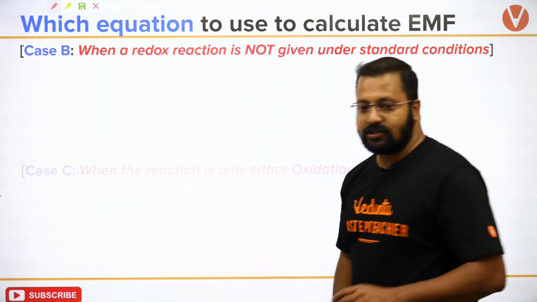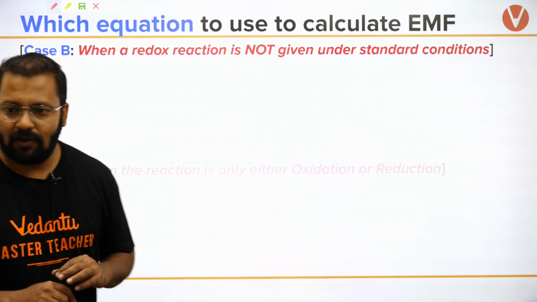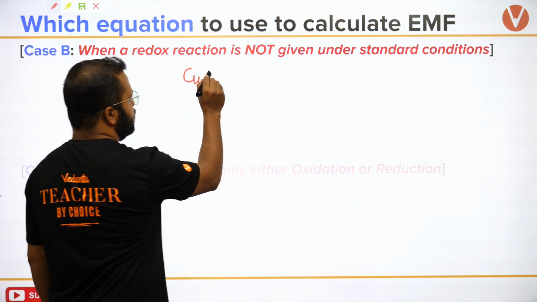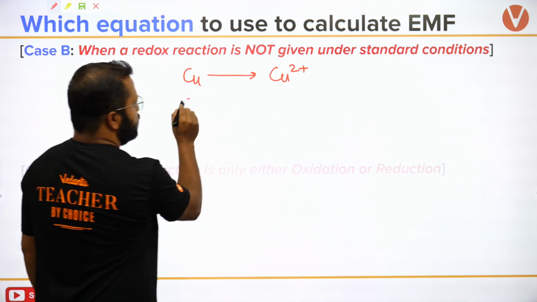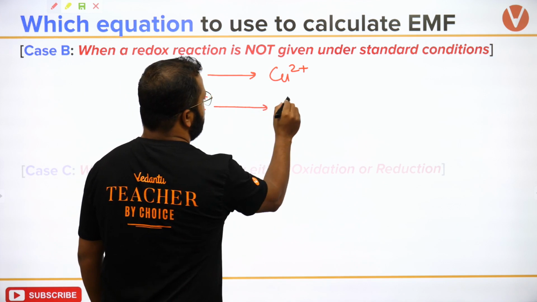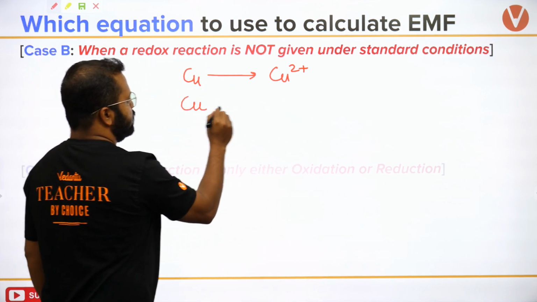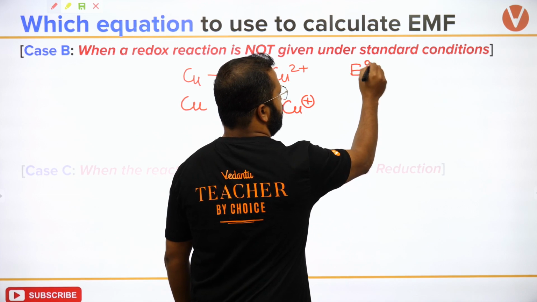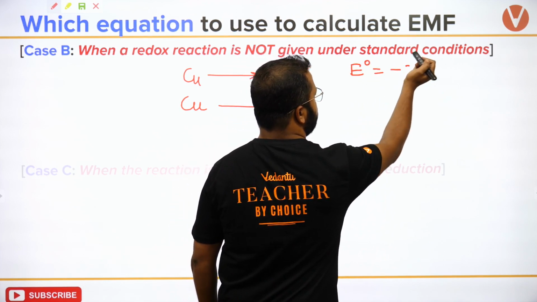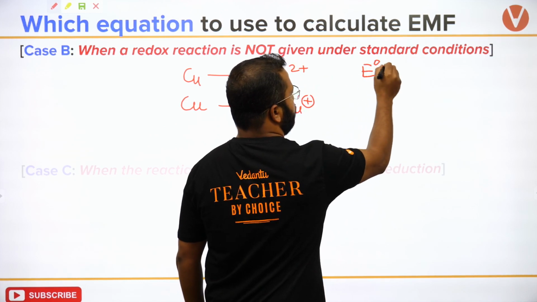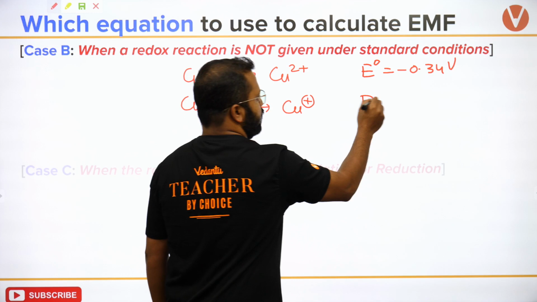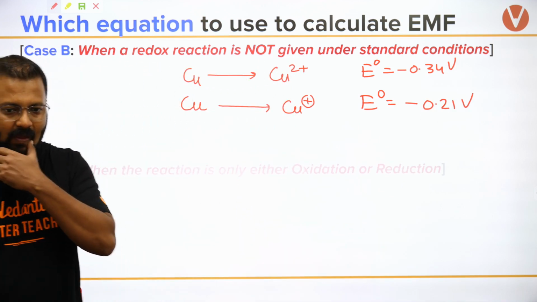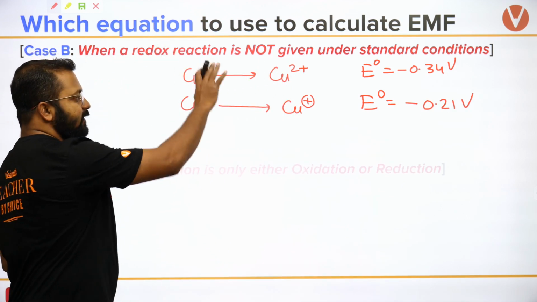Okay. When a redox reaction is not given under a standard condition, for example, you are given an equation, Cu changes to Cu2 plus, Cu plus changes to Cu plus. You are given E naught is minus 0.34 volts, E naught is minus 0.21 volts. Suppose this is given. Okay? So you can see that it is not a redox reaction.